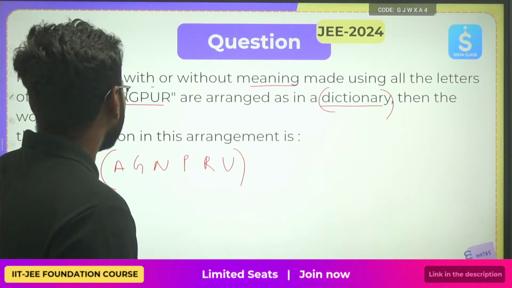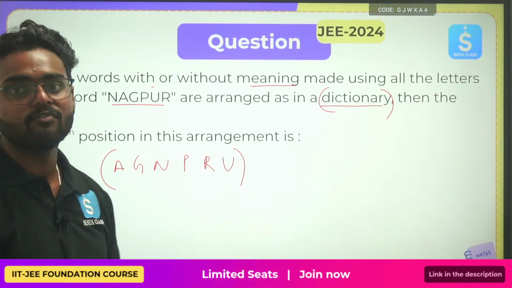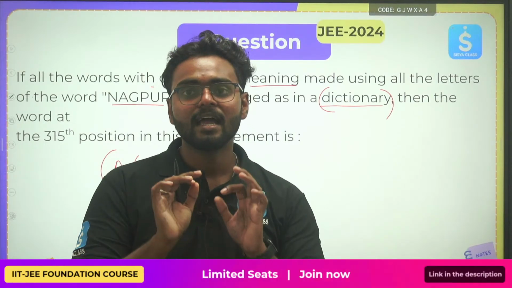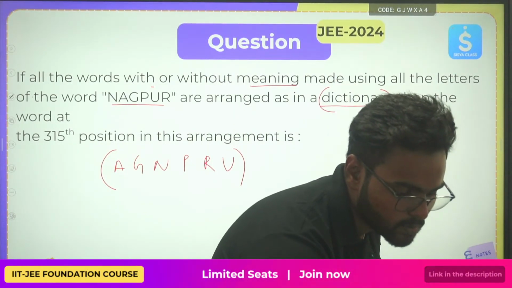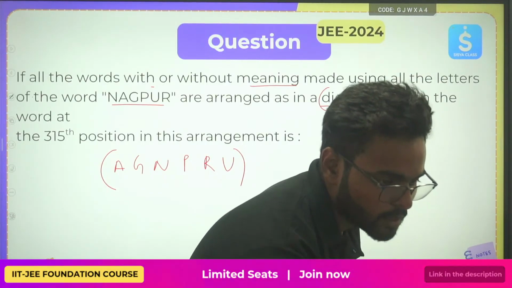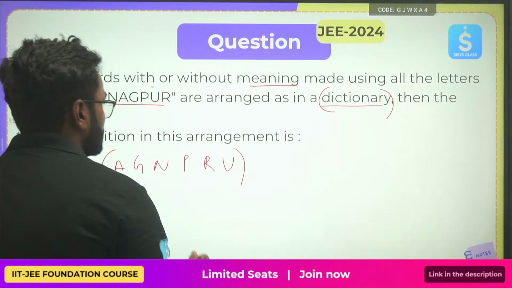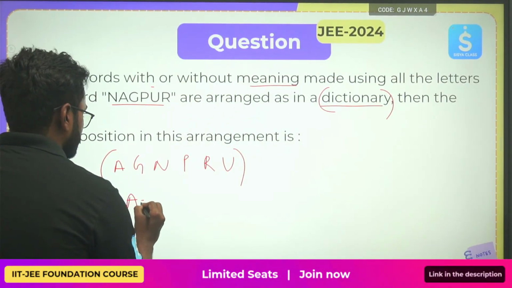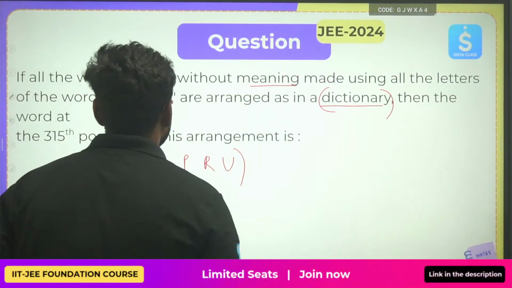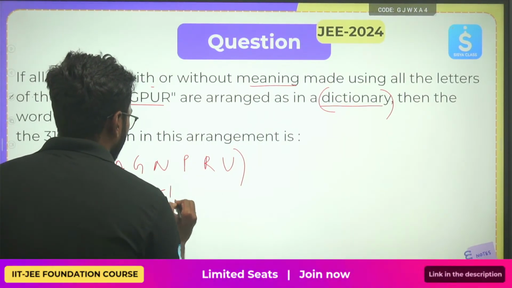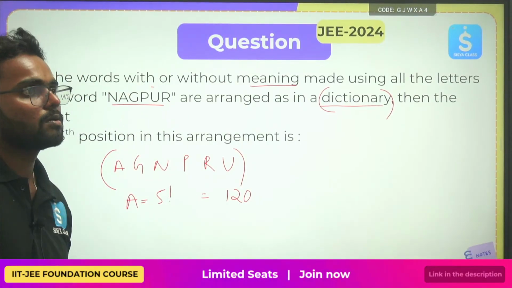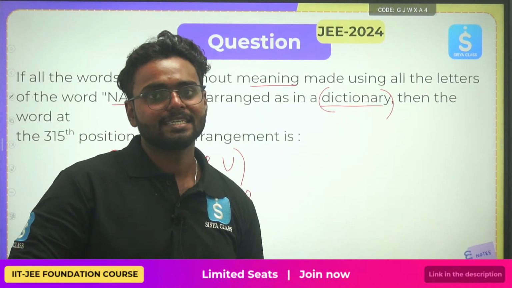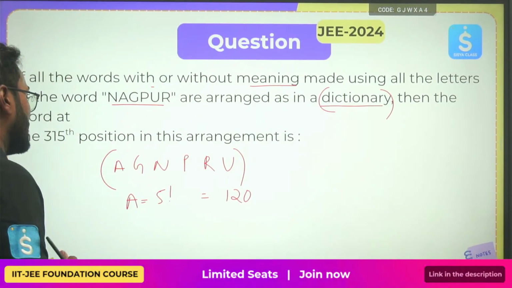Now tell me, how many words can I form with A? Just a second. A, how many? 5 factorial ways. I can arrange them in 5 factorial, which is 120: 5 into 4 is 20, 20 into 3 is 60, 60 into 2 is 120.